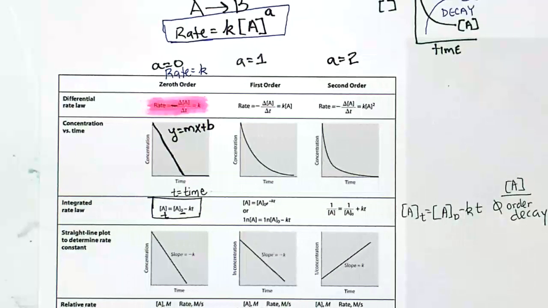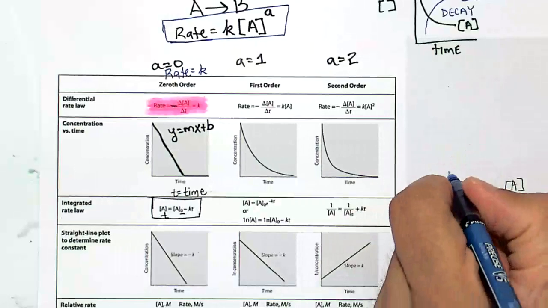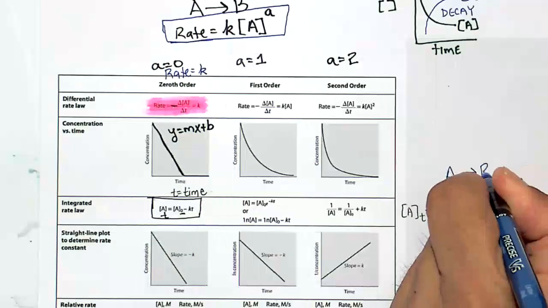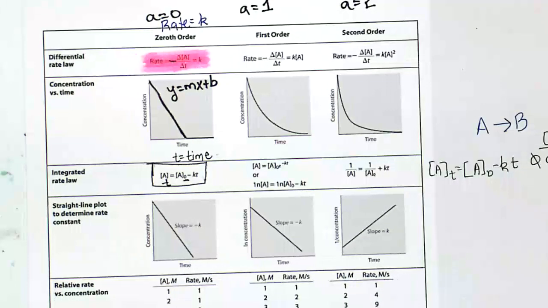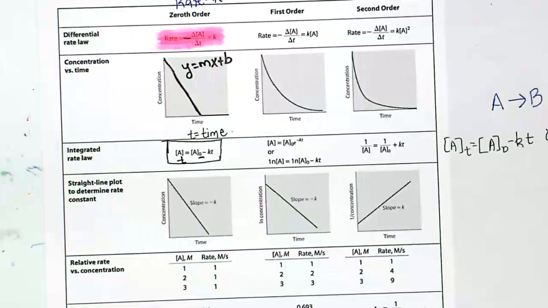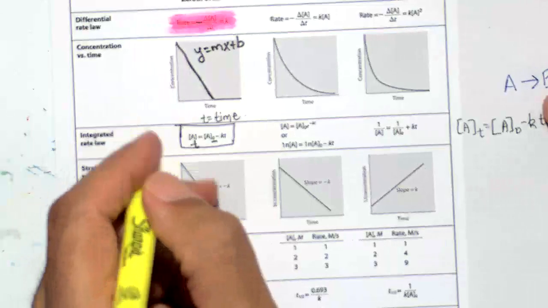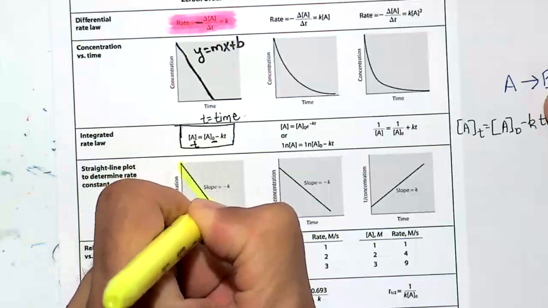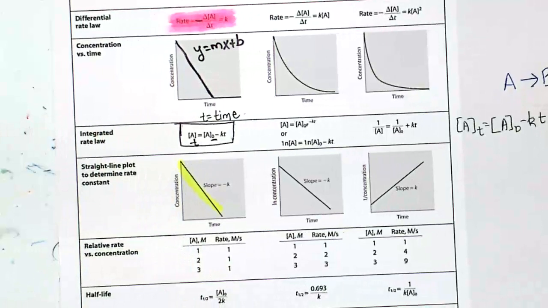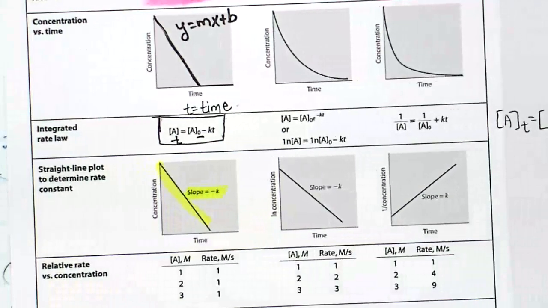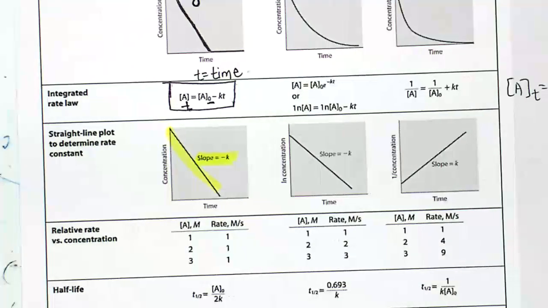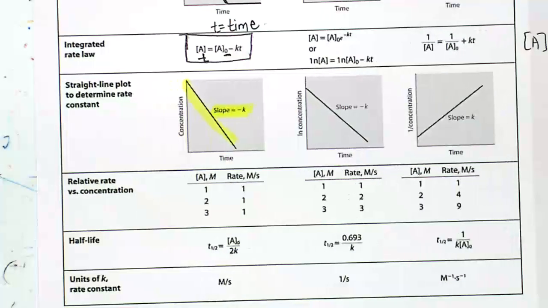This is for the reaction A goes to B. So the concentration over time is a straight line. And like I said before, for the people that took calculus, analyzing a line is really easy, because the slope is just minus the rate law. Y equals mx plus b.